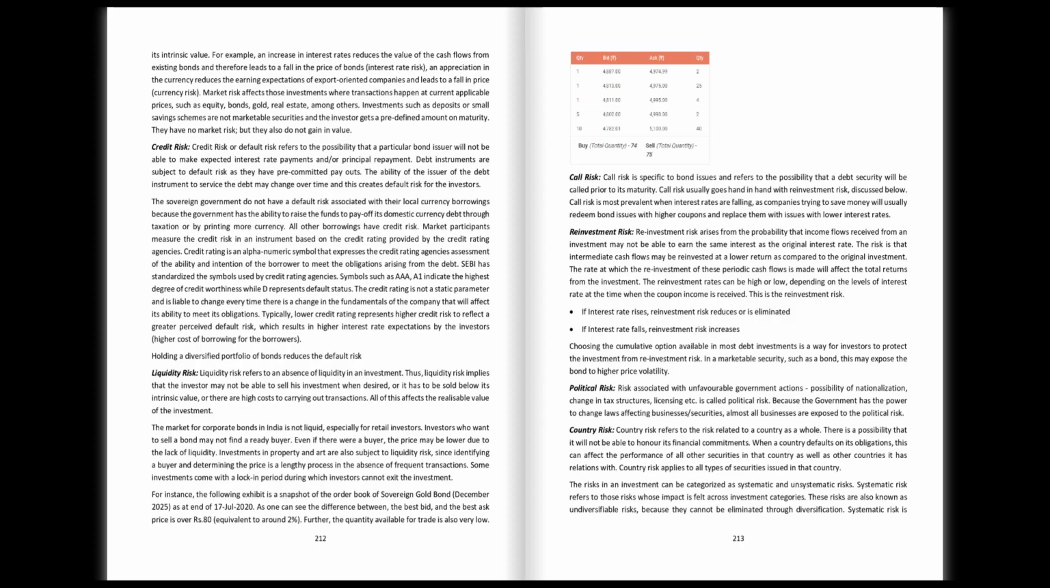Some investments come with a lock-in period during which investors cannot exit the investment. For instance, the following exhibit is a snapshot of the order book of sovereign gold bond, December 2025, as at end of July 17, 2020. As one can see, the difference between the best bid and the best ask price is over 80 rupees, equivalent to around 2%. Further, the quantity available for trade is also very low.